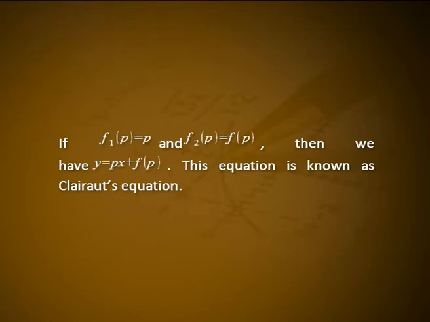If it is not possible to eliminate p, then the values of x and y in terms of p can be found from the equations x = φ(p, c) and y = x f1(p) + f2(p), and these will constitute the required solution. If f1(p) = p and f2(p) = f(p), then we have y = px + f(p). This equation is known as Clairaut's equation.